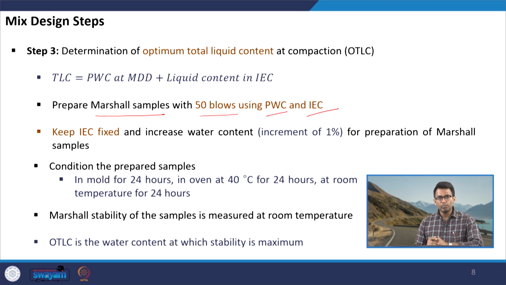Once I have the samples ready with me, I will condition the samples. How do I condition the sample? I will keep the sample in the mold for 24 hours, then in the oven at 40 degrees Celsius for 24 hours, then at the room temperature for 24 hours. So, this is the conditioning process which I will follow, and then I will take the samples and perform the Marshall stability test at the room temperature.